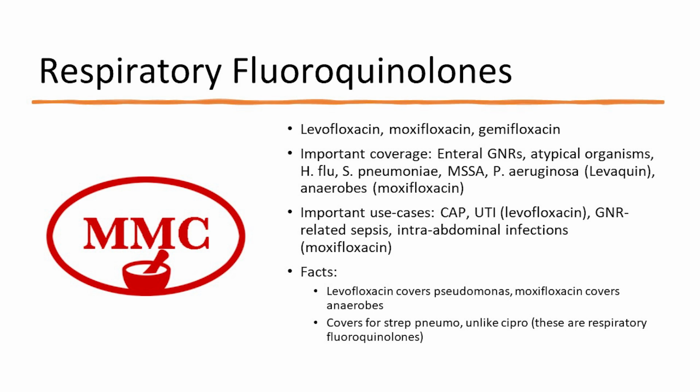In terms of important use cases, these are useful for community-acquired pneumonia. Levaquin is useful for urinary tract infections and gram-negative rod-related sepsis, and then moxifloxacin can be used as monotherapy in certain intra-abdominal infections because it covers anaerobes. So in terms of important facts, just to reiterate, levofloxacin covers Pseudomonas, moxi covers anaerobes, and these are the respiratory fluoroquinolones because they cover strep pneumoniae, which is unlike ciprofloxacin. So that's why they're the respiratory fluoroquinolones, because strep pneumo causes community-acquired pneumonia.